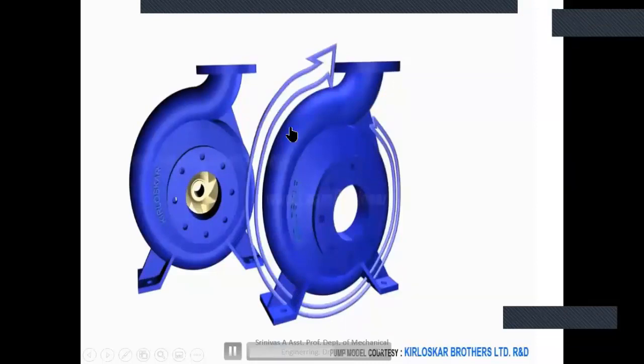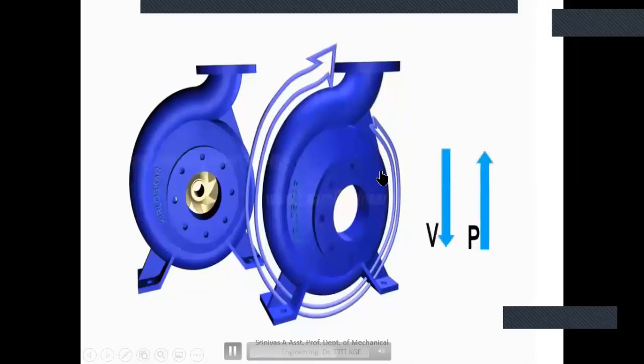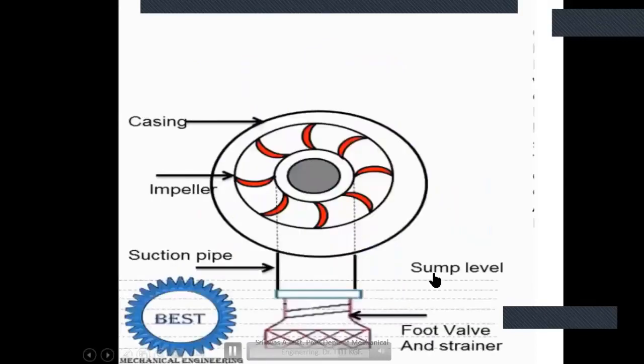Why is it made this way? At the exit of the impeller the kinetic energy is high, so we want to decrease the kinetic energy and increase the pressure. Because of this structure, the velocity decreases and the pressure increases. That's why the cross-sectional area is increased.